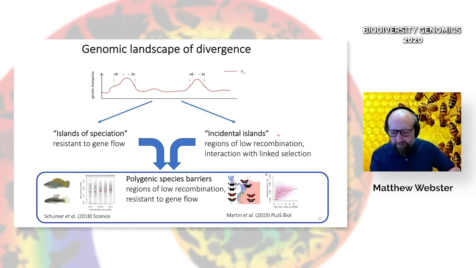And these findings are also consistent with some other recent studies in other taxa that indicate that there's an interaction between gene flow and recombination, suggesting that species barriers are polygenic and that regions of low recombination are more resistant to introgression. So genomic incompatibilities may be widespread and polygenic, and they tend to accumulate in regions of low recombination.